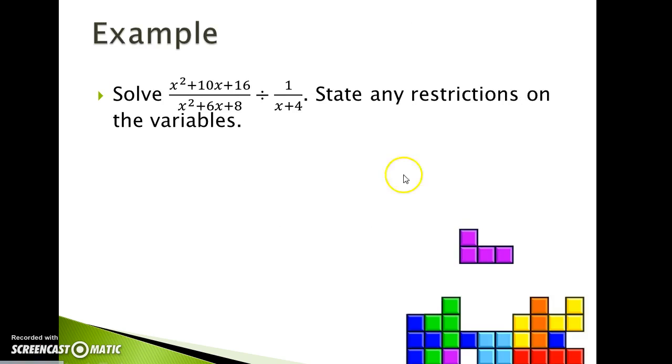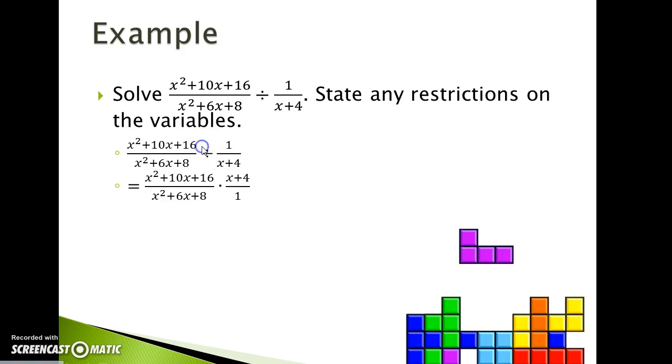Here's an example. There's a lot going on here, but we can totally tackle it. Notice first that the guy on the right, he's done. There's nothing to factor there, so we just really have to factor the guy on the left. First things first, we notice that we have a division problem going on. So we're going to change it. We're going to flip the guy on the right, and we're going to change division to multiplication. Next step, we are going to factor the guy on the left.